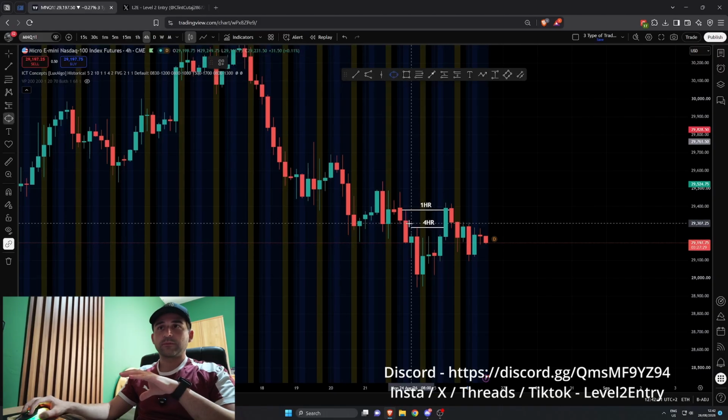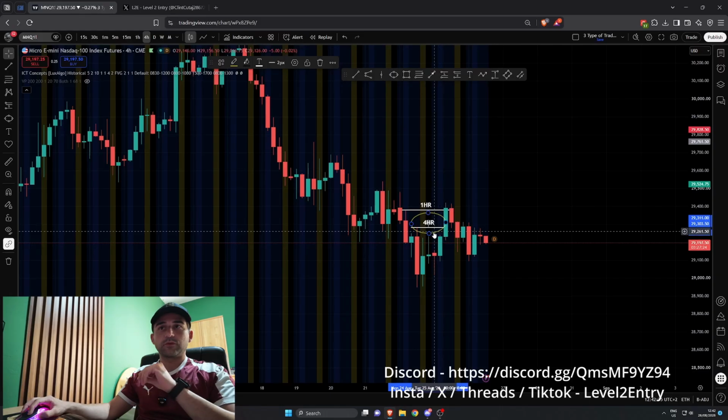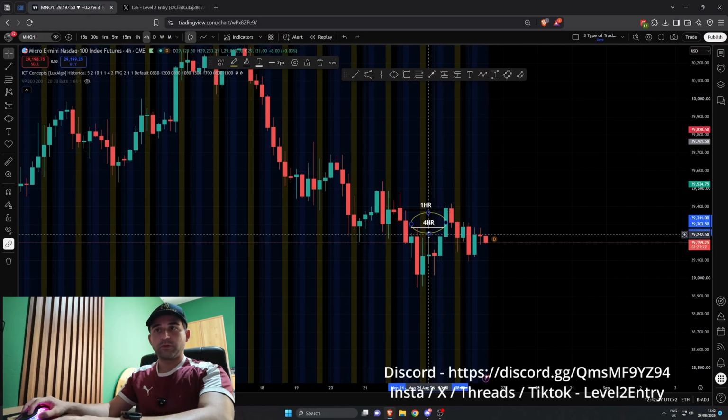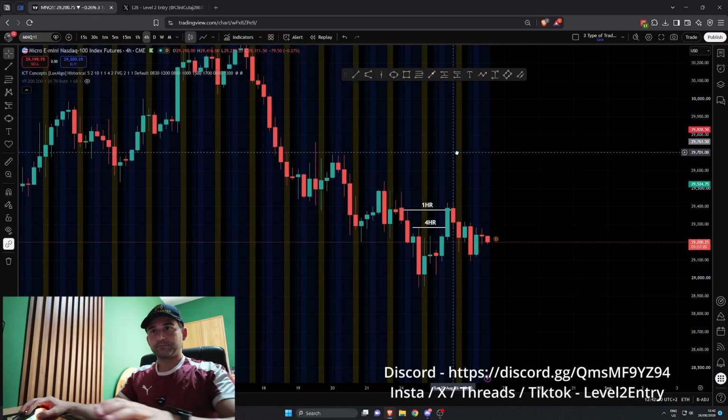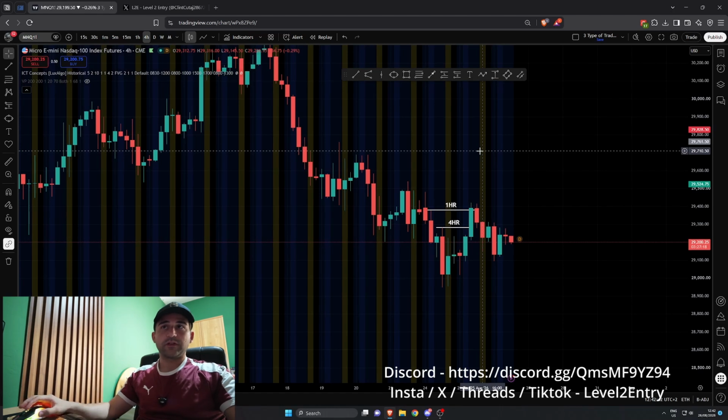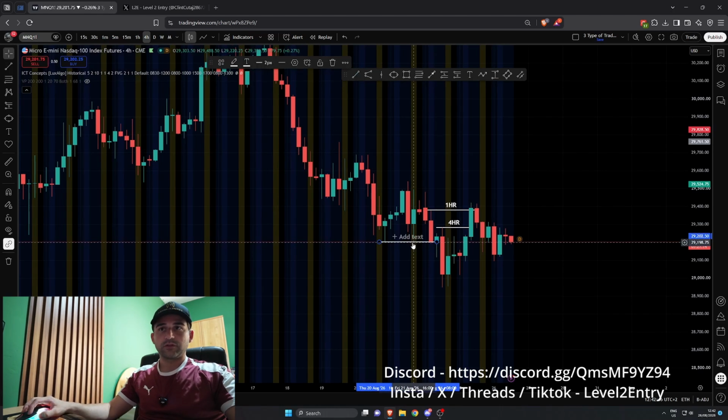I will mark it, this point here, which is a 4-hour key liquidity point. So prior to marking that, you need to notice as well that here a break of structure, so price can continue the bearish movement, was done as well.